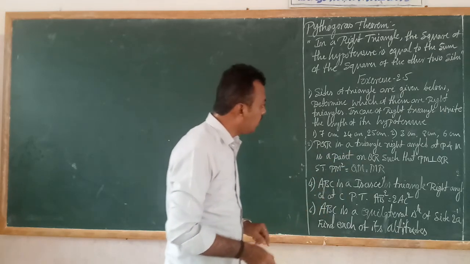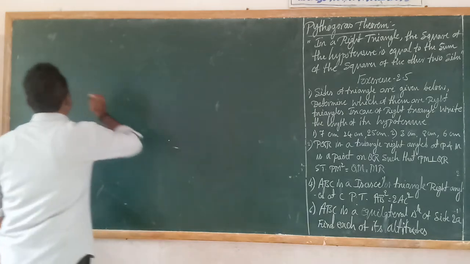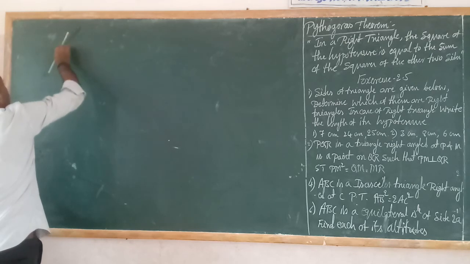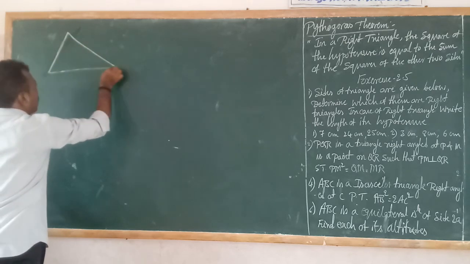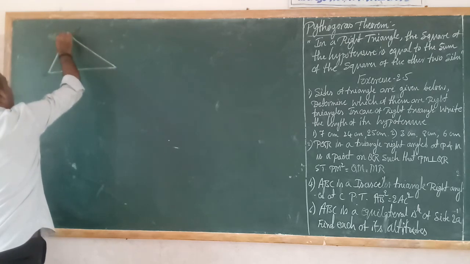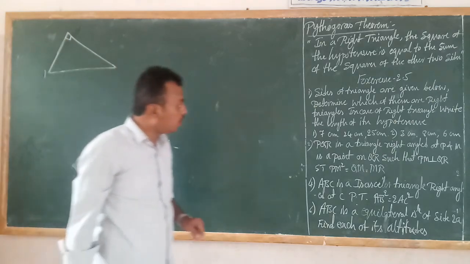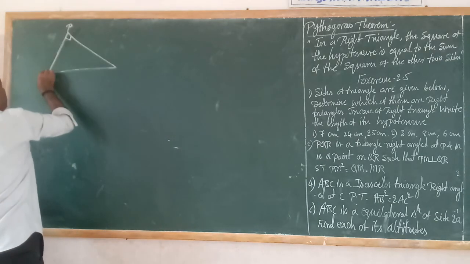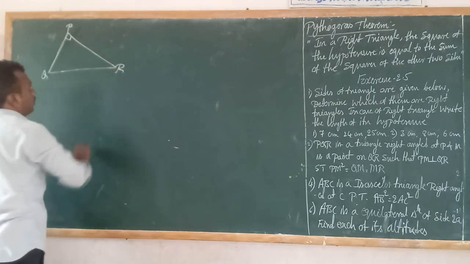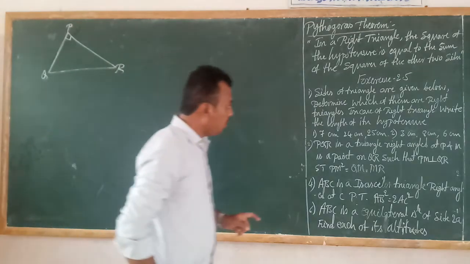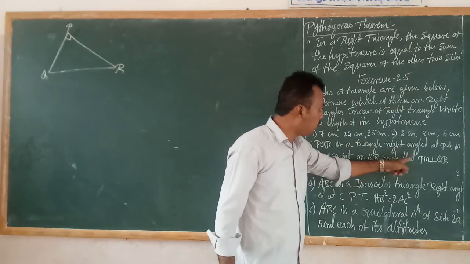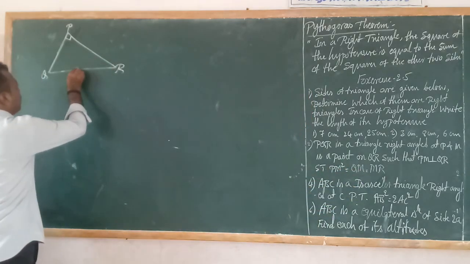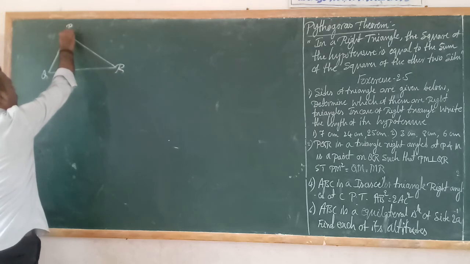PQR is a triangle, right triangle at P. Okay, I will draw the triangle. Right angle at P. Correct, PQR is a triangle, right angle at P. So this is P, this is Q and this is R. And PQR is a right triangle at P and M is the midpoint of QR. This is M. M is a midpoint of QR.